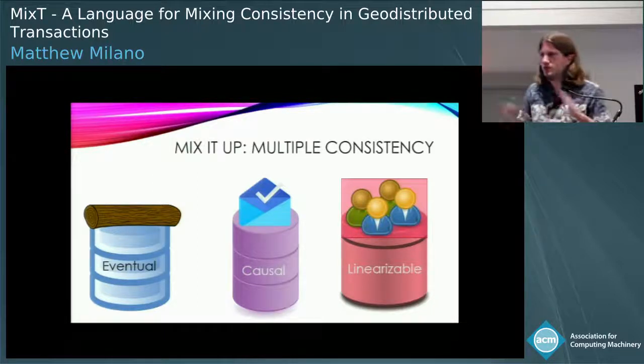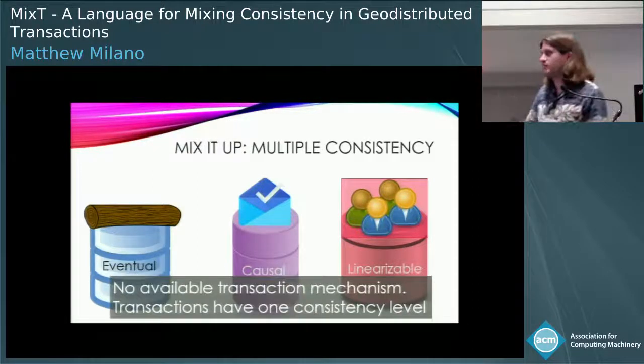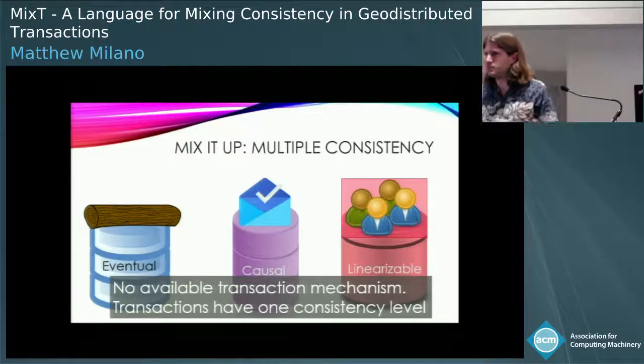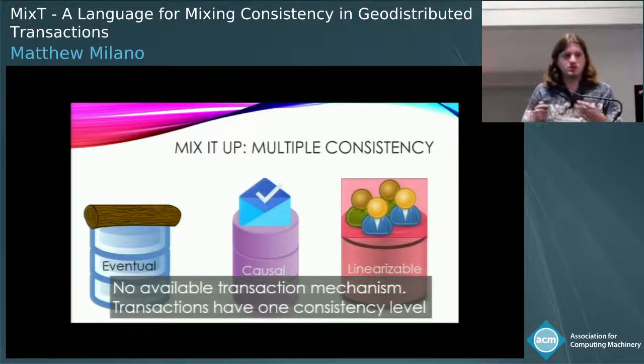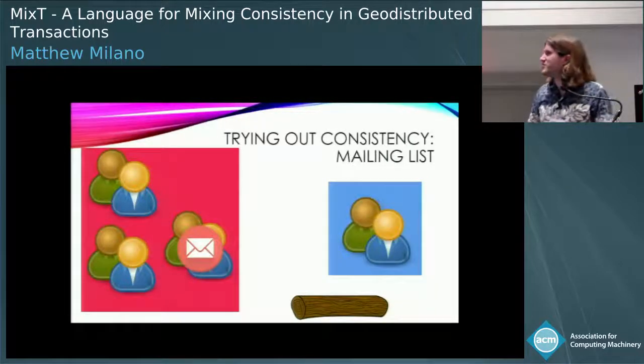All right, let's say we want to do this. Instantly, we have a problem. There is no available transaction mechanism that can talk about using different consistency models in one transaction. So what we could try to do instead is maybe run 3 different interactive transactions simultaneously. That doesn't sound like a great idea, and it turns out it's not.